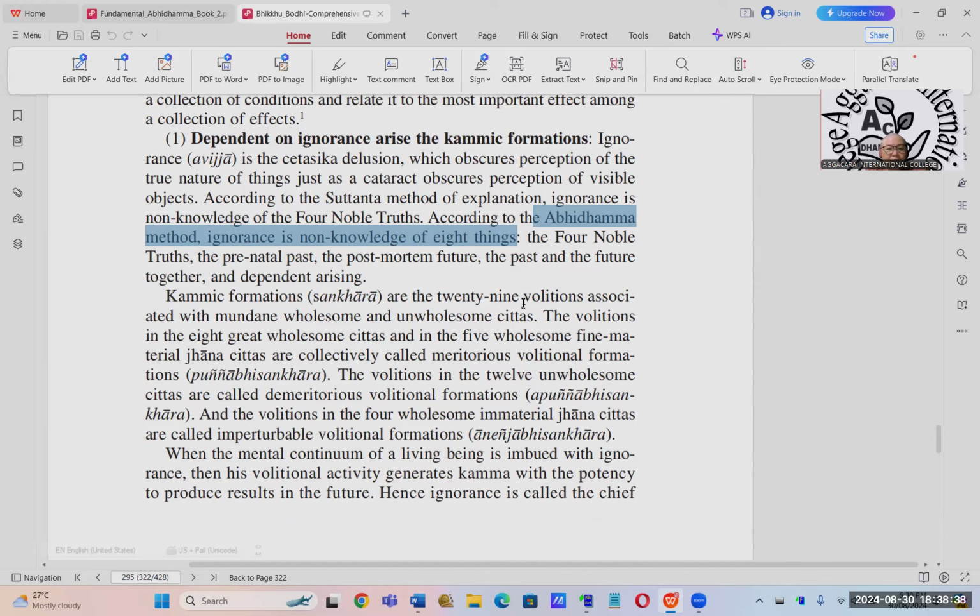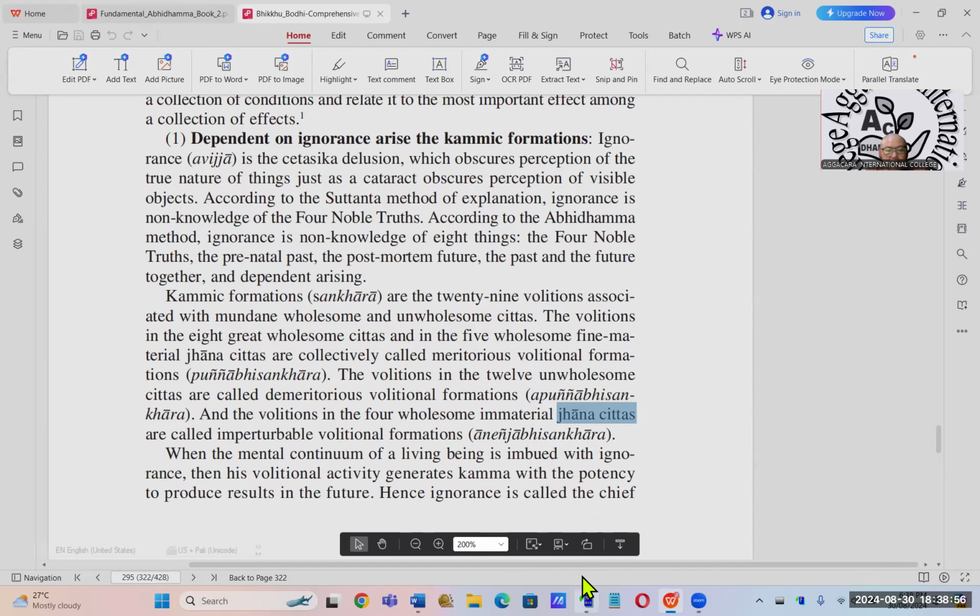Now, sankhara is actually volition. Volition means chetana. We studied chetana before. It's also a cetasika. So you have it in the wholesome and unwholesome, and also in the jhana chitta, there's also chetana.